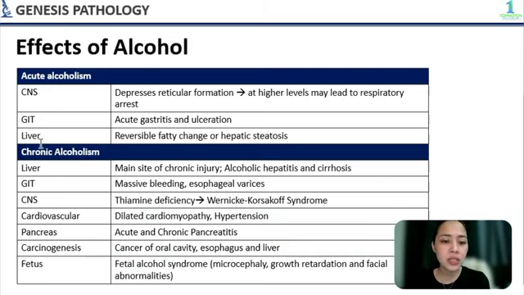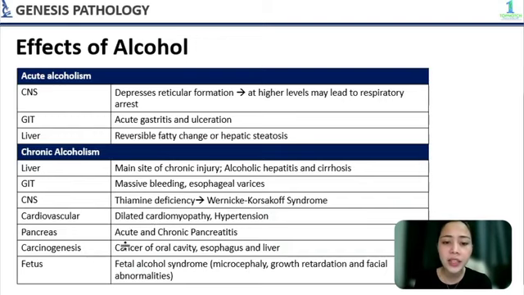So chronic alcoholism naman, yung main target is of course the liver. It can lead to alcoholic hepatitis and cirrhosis. So sa cirrhosis, magkakaroon ka ng portal hypertension, esophageal varices, and bleeding. Also, alcoholics are prone to thiamine or vitamin B1 deficiency, which may lead to Wernicke-Korsakoff syndrome. It's also a toxic product to the heart, which can lead to dilated cardiomyopathy.